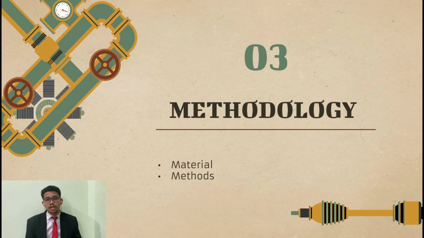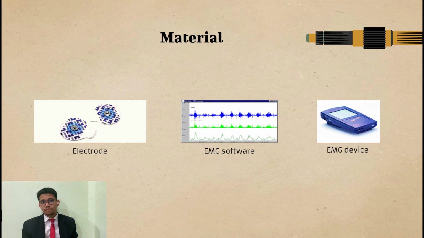For the methodology, it comprises materials and methods. There are 3 materials included in the experiment, which are electrode, EMG software, and EMG device. Surface electrodes are those placed in contact with the skin of the subject in order to obtain bioelectric potential from the surface. EMG is also used as middleware in gesture recognition, allowing the input of physical action to a computer as a form of human-computer interaction.